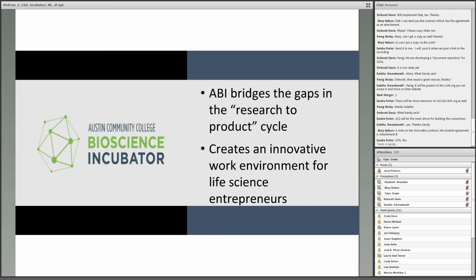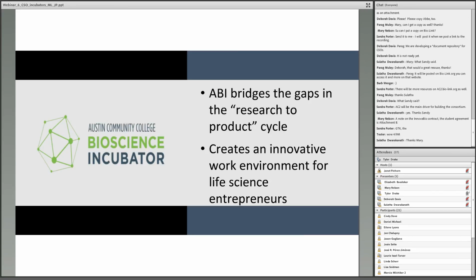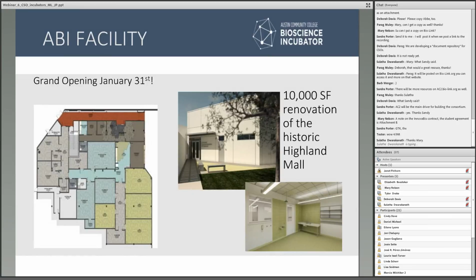So what do we build? A gap in the research to product cycle. We have researchers that often spin out of local 4-year universities in the area and need somewhere to go to start their company outside of the IP restrictions that those universities put on them. We aim to create an innovative work environment for life science entrepreneurs. We provide wet lab space and equipment for people to commercialize products.